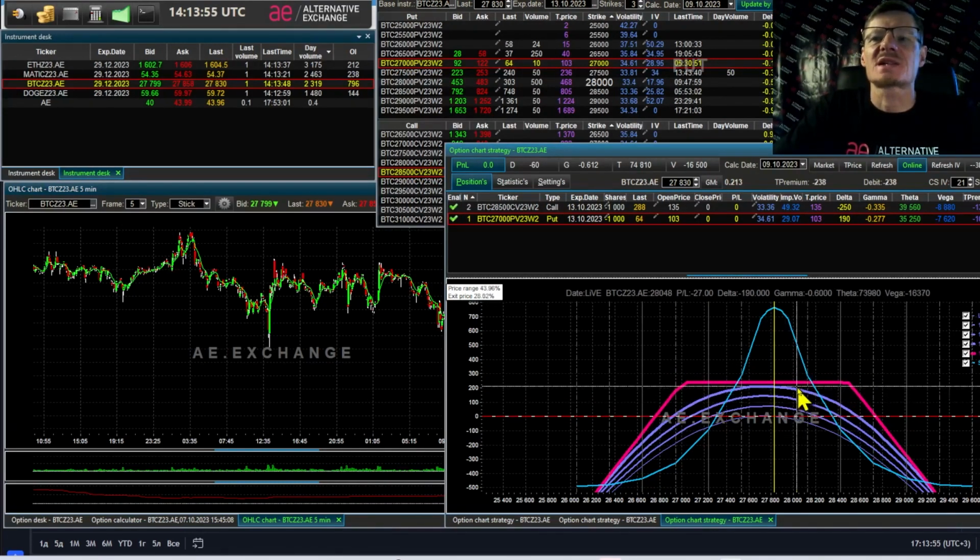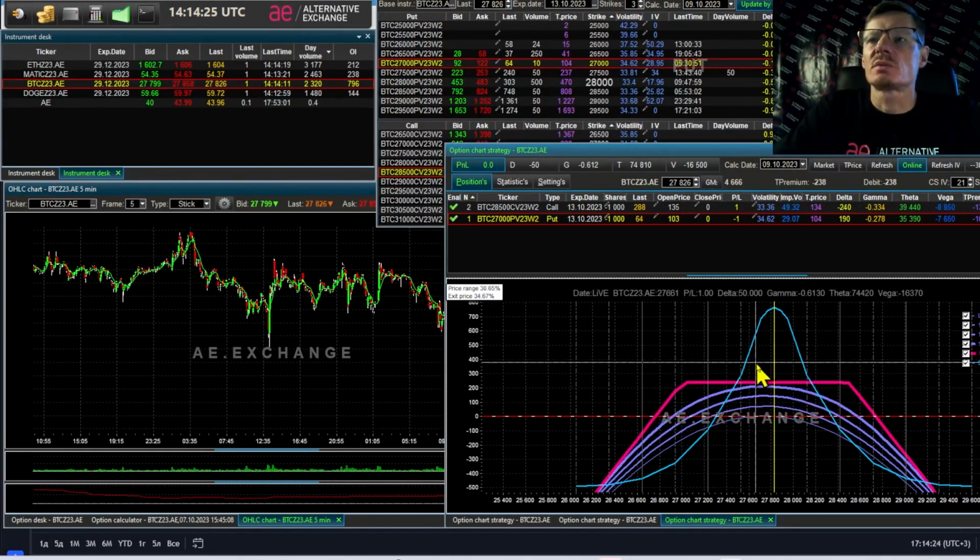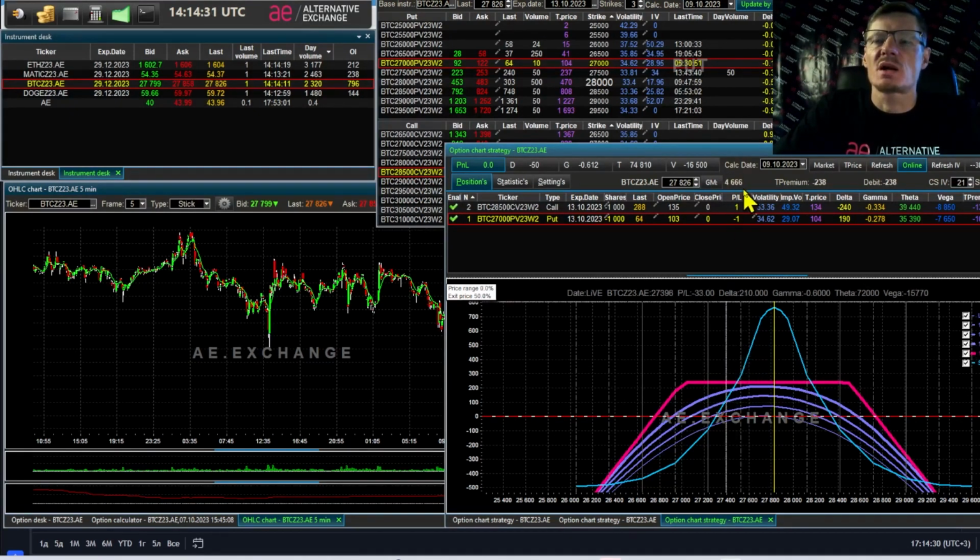How much profit? $238, with margin requirements of 4,666. A profit of 5% in 4 days. This is how you can calculate the probability of profit.